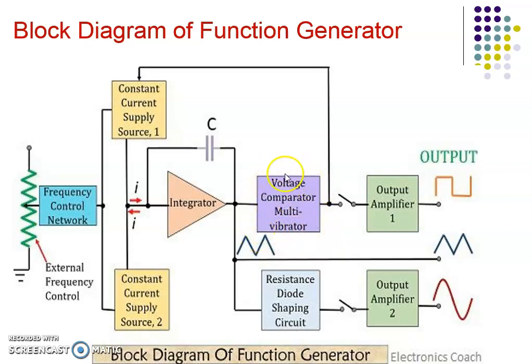Sometimes it is called voltage comparator. There are different types of voltage comparator. One of the voltage comparator is called as Schmitt trigger. So this block is also called Schmitt trigger. So output of Schmitt trigger is given as a input to constant current source 1.